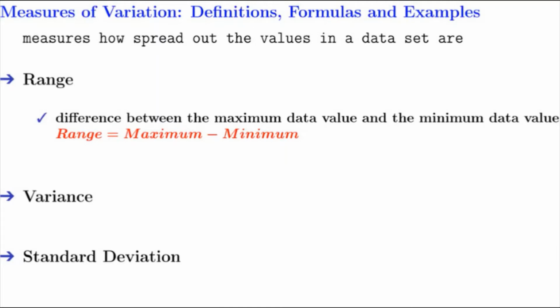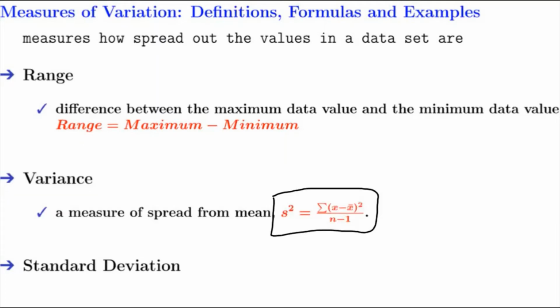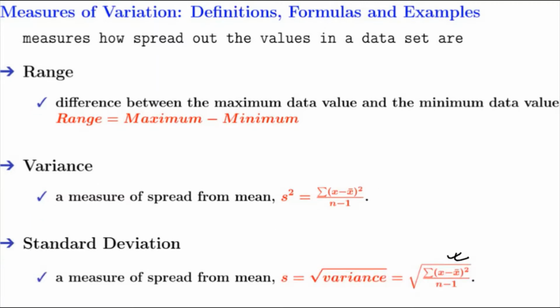Now let's define range. Range is the difference between the maximum data value and the minimum data value. And variance is a measure of spread from the mean. So this is the formula for variance. Standard deviation is a measure of spread from the mean. So this is the formula for standard deviation. So standard deviation is the square root of variance.